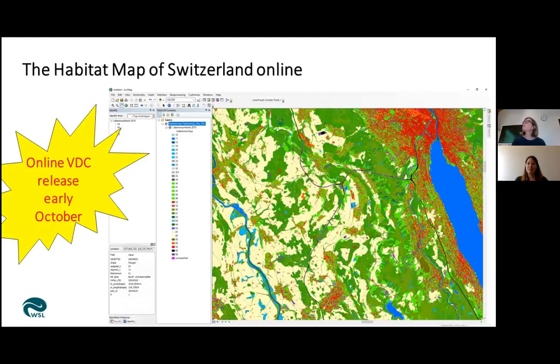So this is kind of what the habitat map will look like in the end, and there should be an online release of the data in early October, so in a few weeks, hopefully. The first release will be on WSL's virtual data centre, so there'll be access for all cantonal authorities, BAFU, WSL, etc. And then we plan to also release the data on MapGeoAdmin and EnviDat. That will take a little bit longer, but should be in the new year. And yeah, it will look something like that.